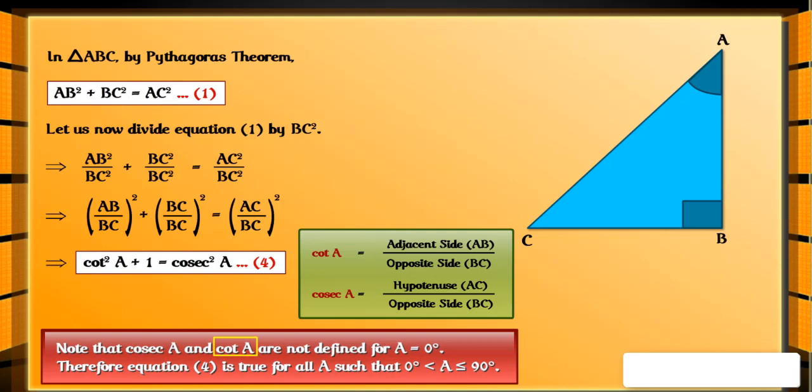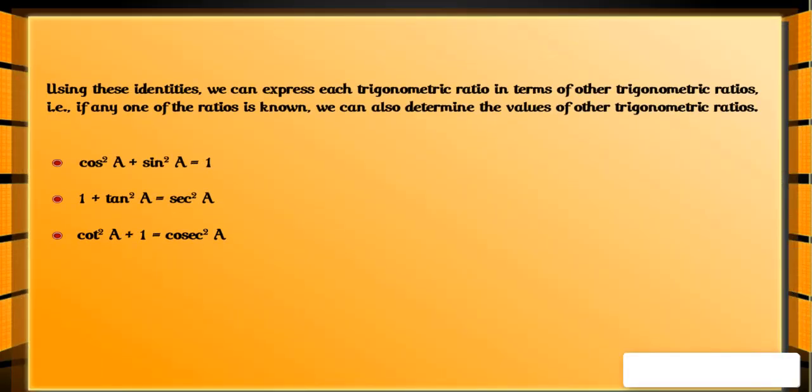Note that cosec A and cot A are not defined for A is equal to 0 degrees. Therefore, equation 4 is true for all A such that A is greater than 0 degrees but less than or equal to 90 degrees. Using these identities, we can express each trigonometric ratio in terms of other trigonometric ratios, that is, if any one of the ratios is known, we can also determine the values of other trigonometric ratios. Let us see how we can do this using these identities.